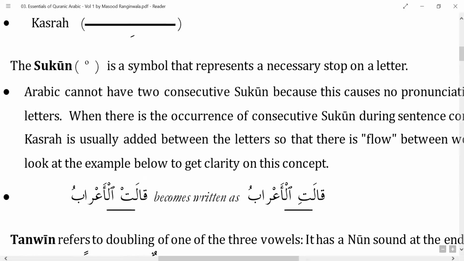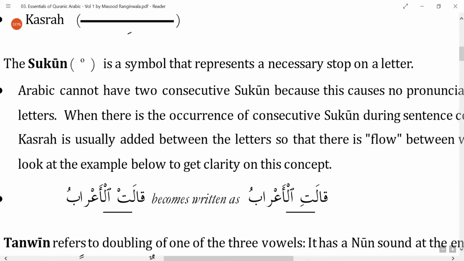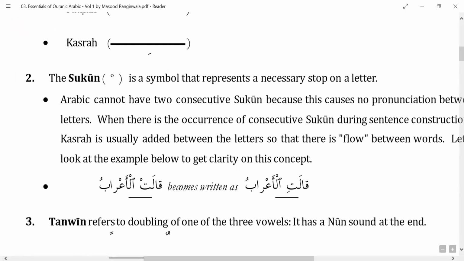Suppose this ta wasn't there, only lam was there. So I could say qalal. You see that lam sukoon will join here with lam fatha. Qalal. But here it is qalat, and then you have lam sukoon. So I have to stop. I cannot say qalatel, no. I cannot do that because it is ta sukoon, qalat. So what happens? Two sukoons you cannot pronounce, so this takes a kasra. Qalatil a'rabu. That's the rule of Arabic because it becomes easier to say and you get a flow on reciting.